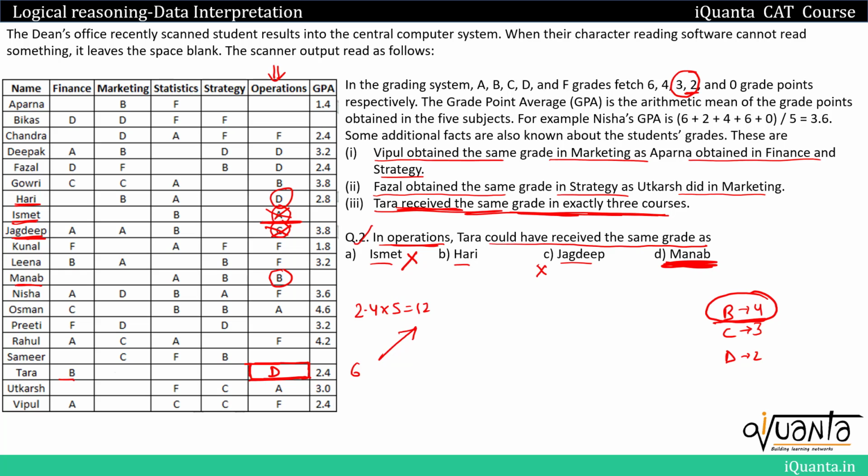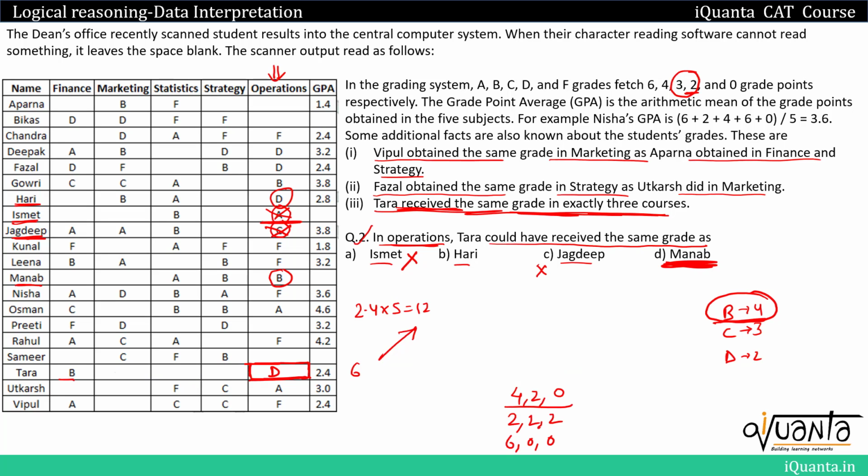Either we can assign 3 marks in 2 subjects and 0 in 1, or we can assign 4 in 1, 2 in 1, 0 in 1, or we can assign 2, 2, 2, or 6, 0, 0. So if I put 3, 3, 0, that means I'm putting grade C, C, F over here. In this case we can see that she's not getting same grade in 3 subjects, so this will be cancelled. So 3, 3, 0 will also be cancelled.